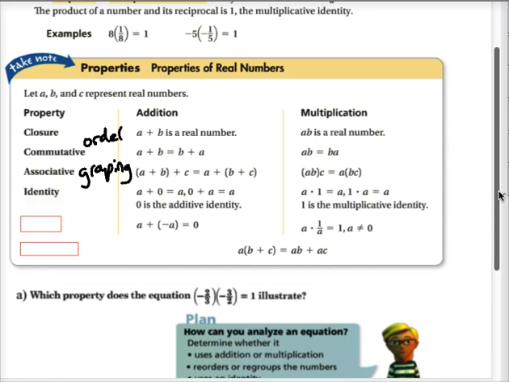Next is the identity. What identity means is that whatever you're doing doesn't change the number you started with. So with addition, the identity is 0, because if you add 0 to a number, it doesn't change it. The identity for multiplication is 1, because if you multiply anything by 1, again, it doesn't change it.